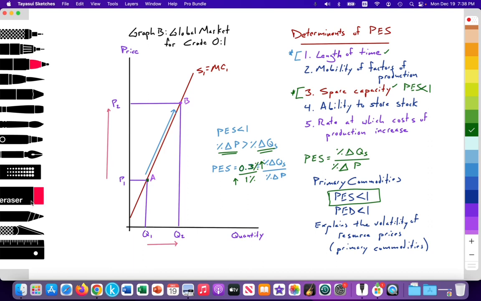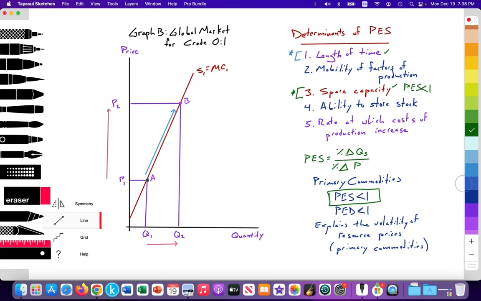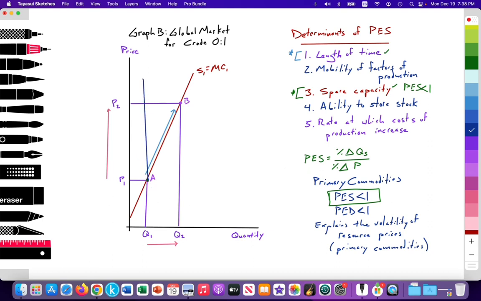So let's go ahead and do that. So I'm going to get rid of these notes from the previous video. And I'm going to add now my demand curve. And it's going to be very inelastic. So here I'll have my demand, just exaggerating that inelasticity here. So that's D1.